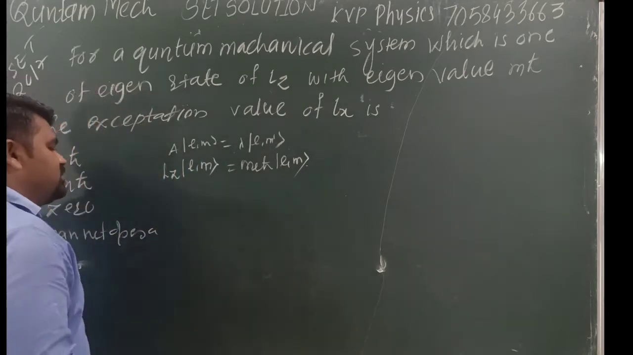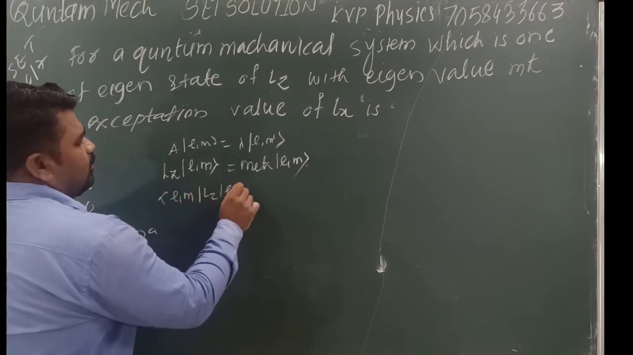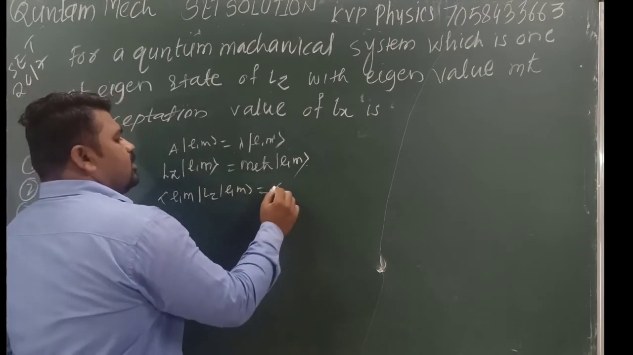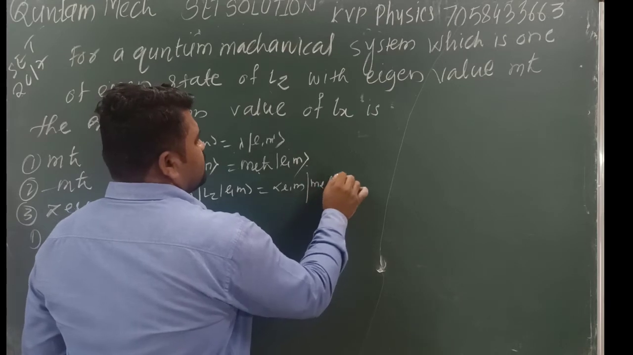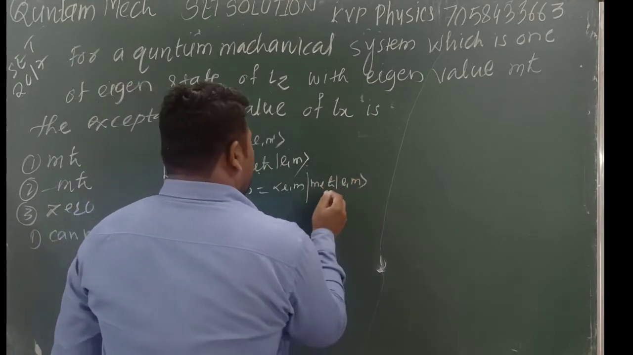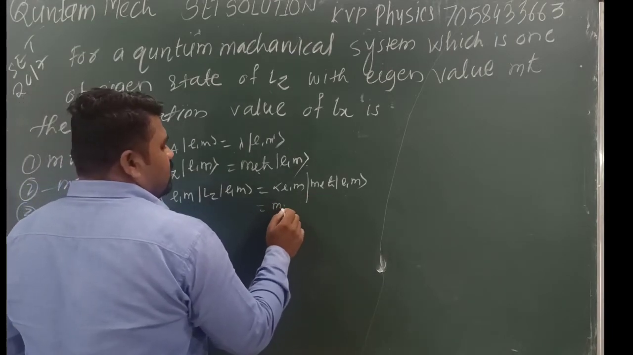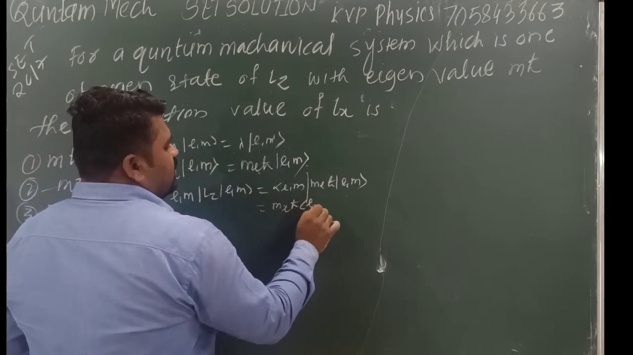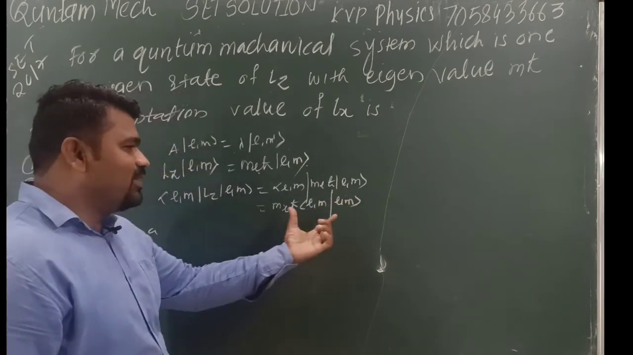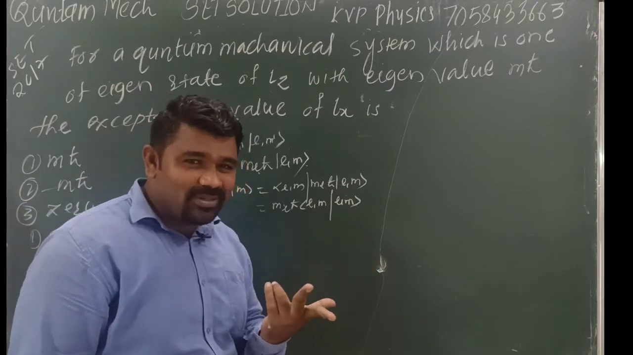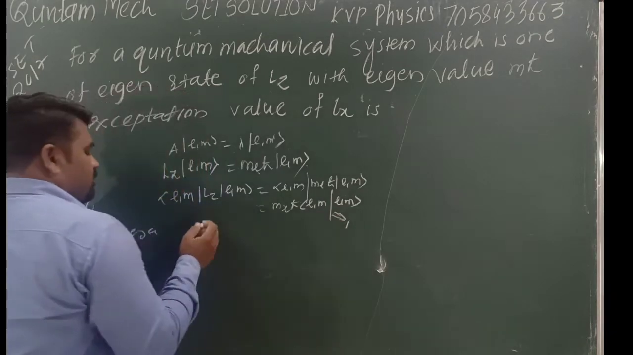Okay, and what is the expectation value of Lz? <l, m| Lz |l, m> is equal to <l, m| times the eigenvalue m_l ħ |l, m>. We can take m_l ħ common out. And what is this one? <l, m|l, m>. Is this bracket the same or different? This is the same bracket, both values are the same. This is equal to 1.